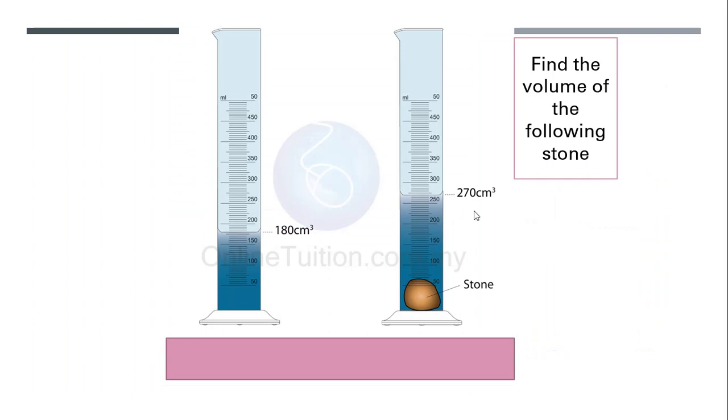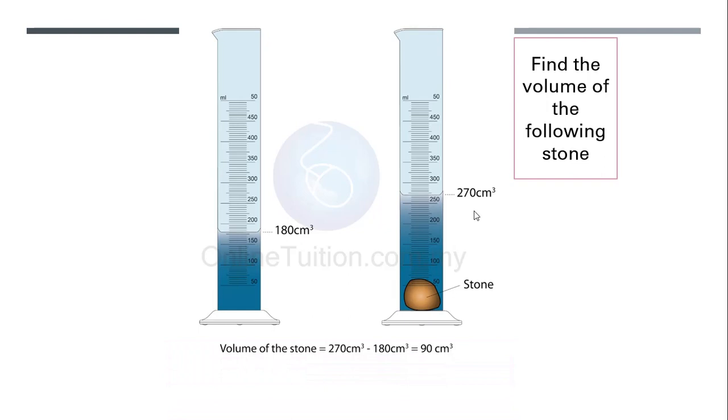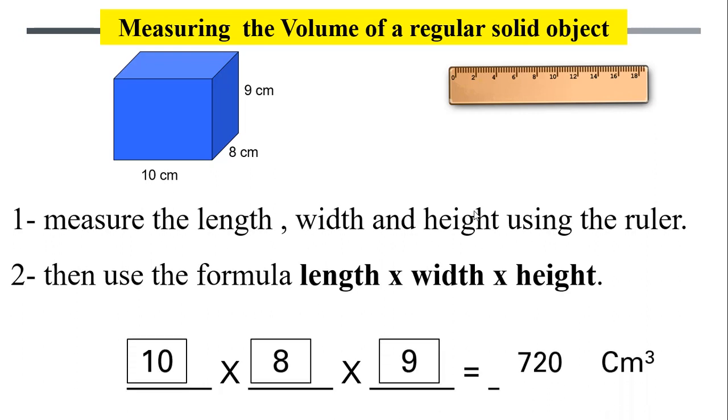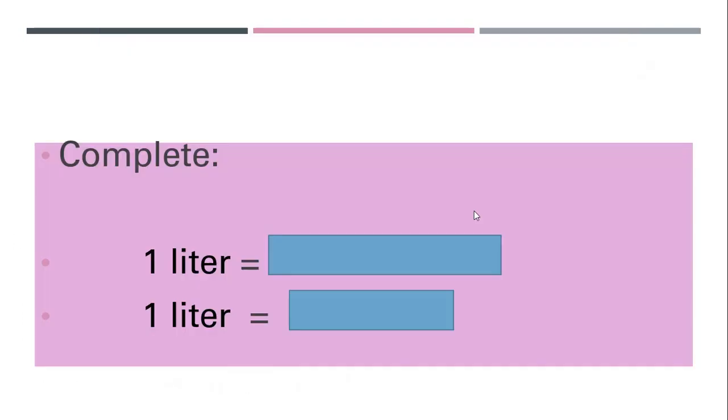Here we go. Now, simply by applying the same formula, you get that the volume of the stone is 90 cm³, by subtracting 180 cm³ from 270 cm³. Okay, now for measuring the volume of a regular solid, you simply need to multiply the dimensions. The dimensions that you have for a cube are length, width, and height. Here 10 multiplied by 8 multiplied by 9, so you get 720 cm³.